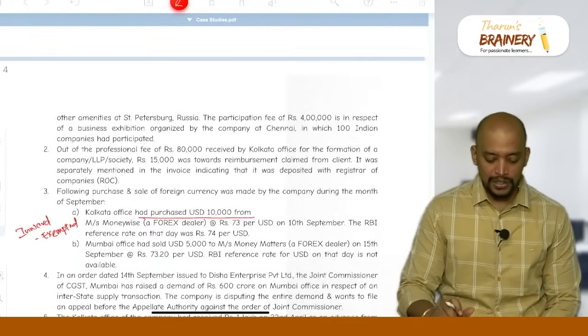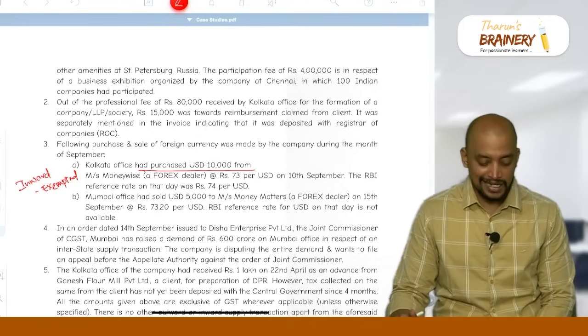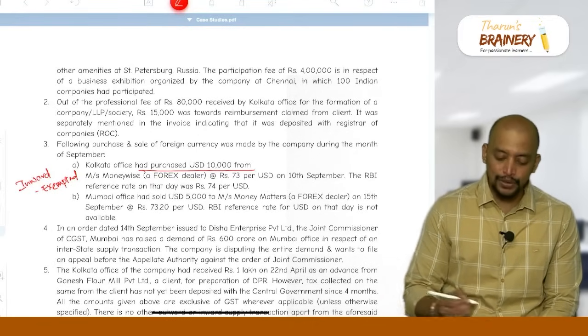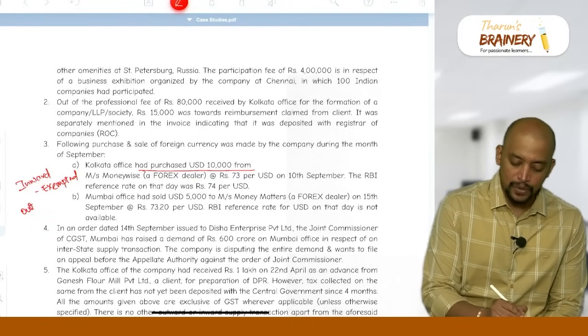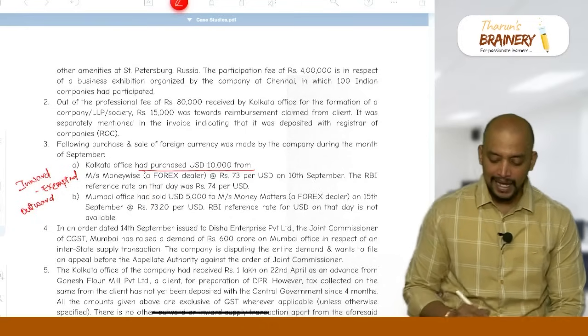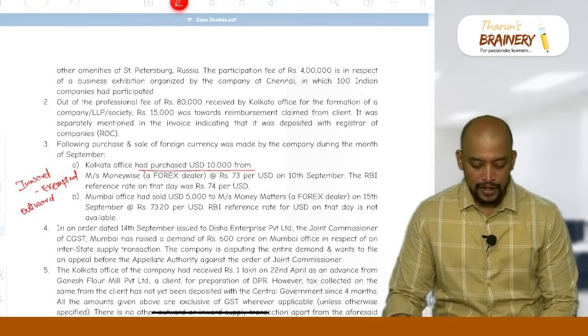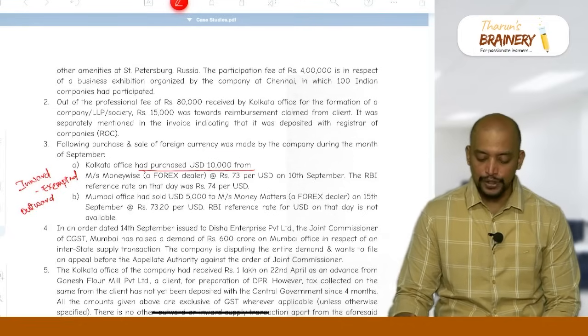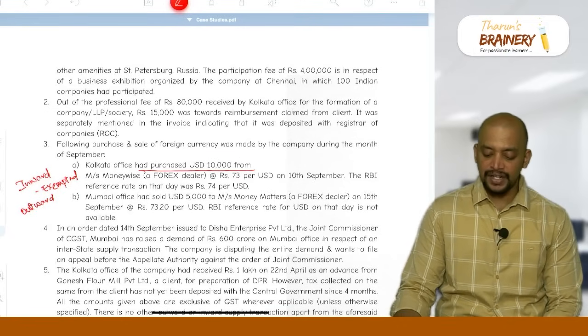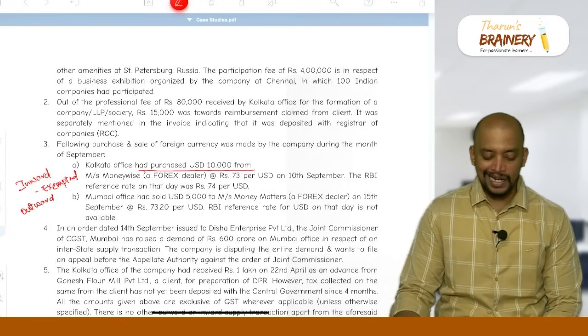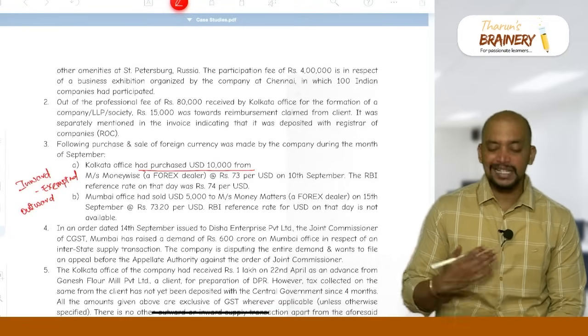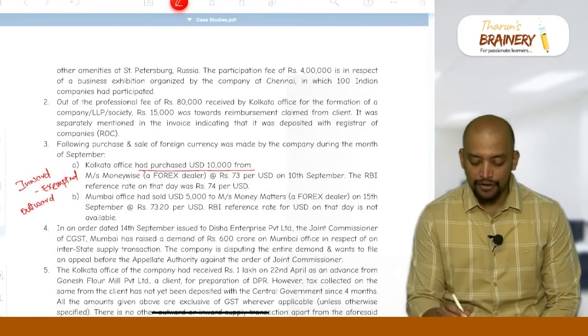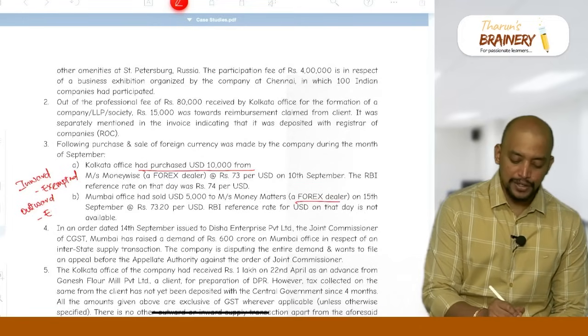Okay. Then one more transaction. Mumbai office has made one transaction. Mumbai office has sold US dollar 5,000. So that's an outward transaction. To Money Matters on 15 September at 73.2 per dollar, RBI reference rate for US dollar on the date is not available. So this is a sale to a forex dealer. So this outward supply is also exempted.